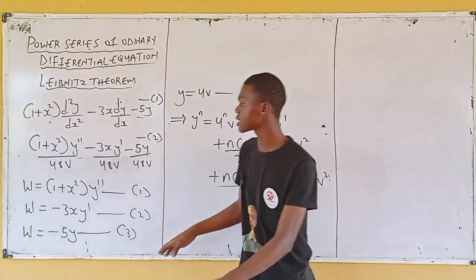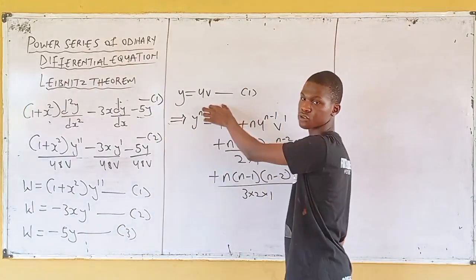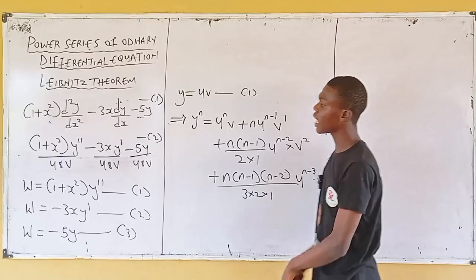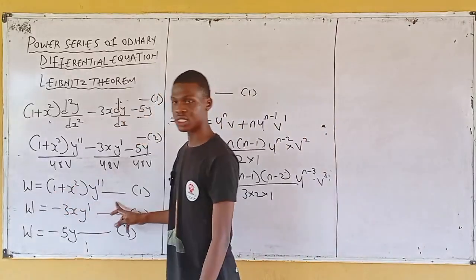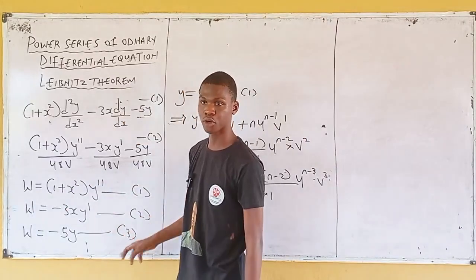Then the third one, say w is equal to negative y, call this equation 3, right? What we just did here is that since I already have the understanding that given y equals uv, meaning a product function, this is the nth derivative. Similarly, I can say that w equals this, where this becomes u, and this is what? v. Likewise for equation 2 and for equation 3.